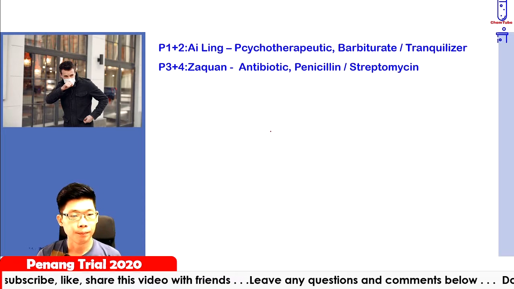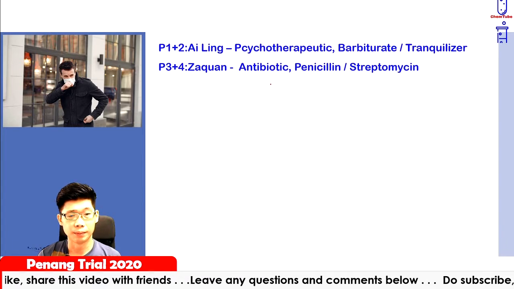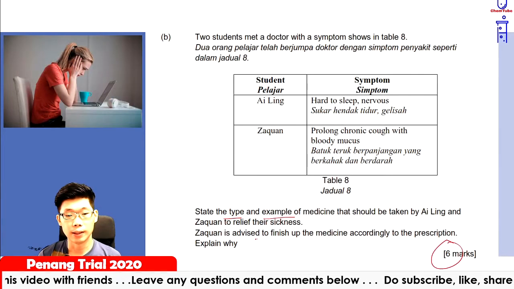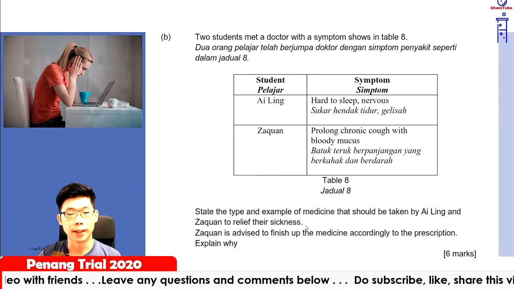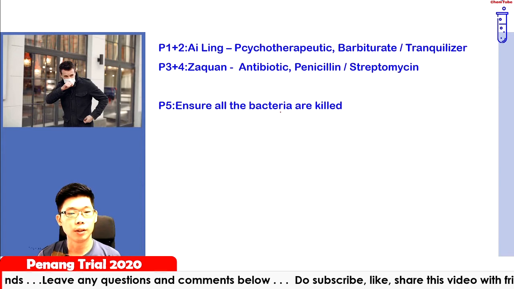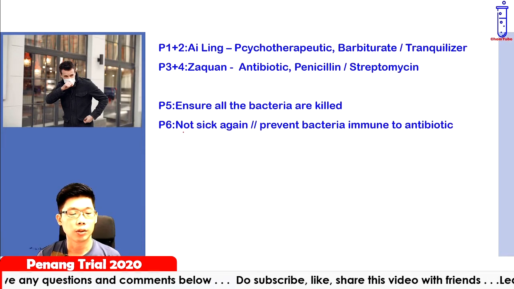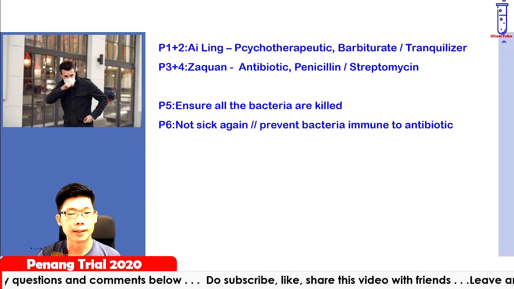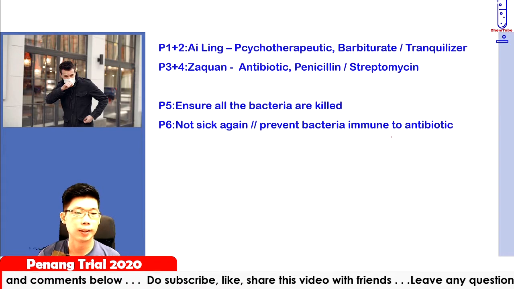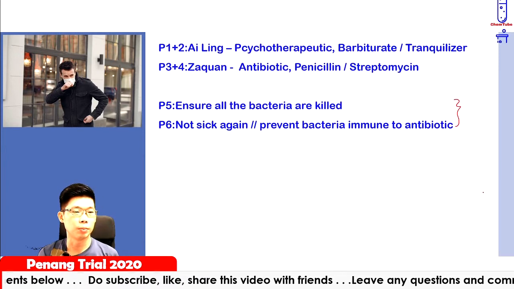And the next question is why Zakwan is advised to finish the medicine. To ensure all the bacteria are killed, so that he won't get sick again, and to prevent the bacteria from becoming immune to the antibiotic. This question is actually very popular at SPM level.